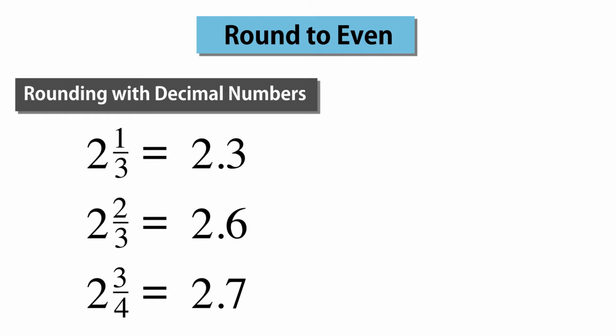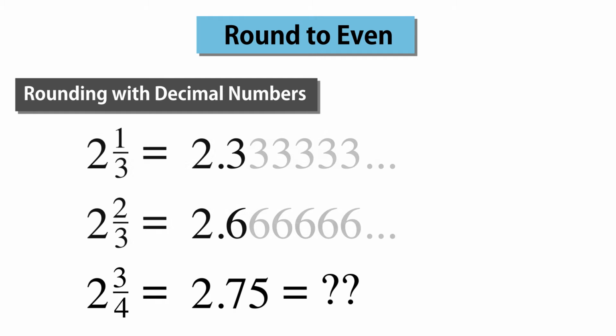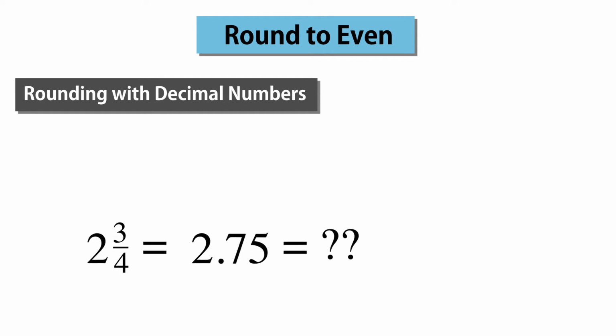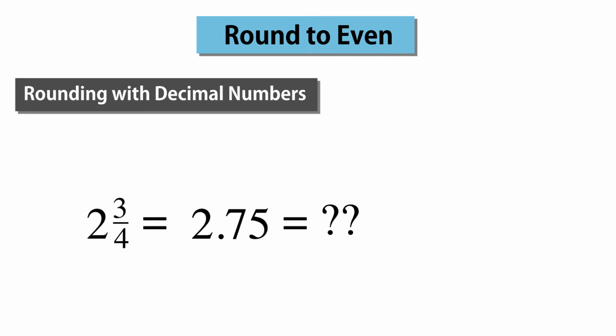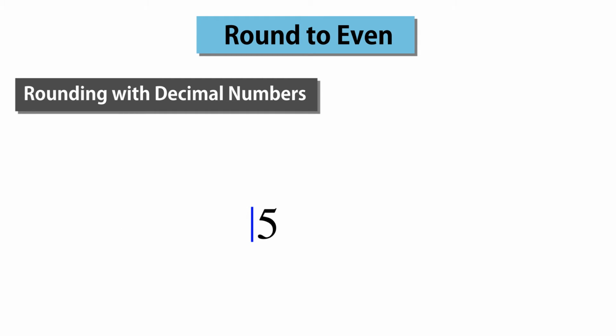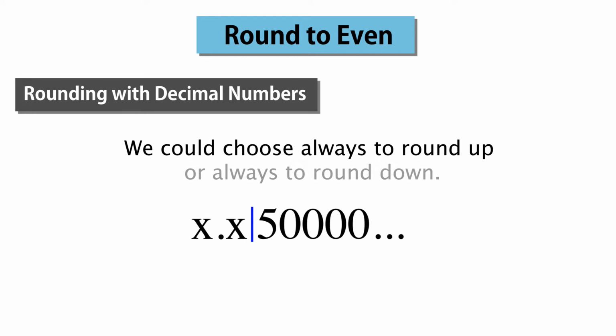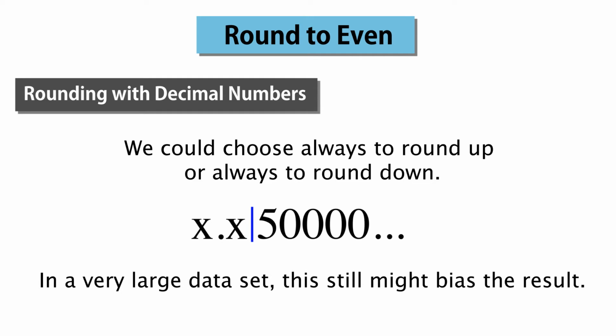However, it leaves ambiguous the case where the value to be rounded is exactly halfway between the results of rounding up and rounding down. For a decimal fraction, this occurs if 5 is the single digit to the right of the rounding point, or in padded version, if the digits to the right of the rounding point are 5 followed by an infinite sequence of zeros. We could choose always to round up or always to round down in this one case, in the hope that it's relatively rare. But in a very large data set, this still might bias the result.